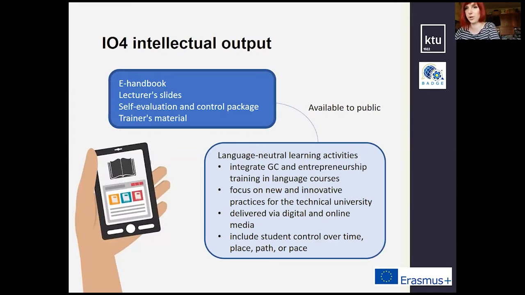of the e-handbook. So our intellectual output is mainly going to be this e-handbook, but it will be supplemented with lecture slides, and there will also be a self-evaluation and control package, because the materials that we're going to develop, our idea is that both teachers and students could use them in a flexible manner where they could control their own pace of learning, time of learning, etc. Of course, this also depends on the kind of course this handbook would be implemented in.